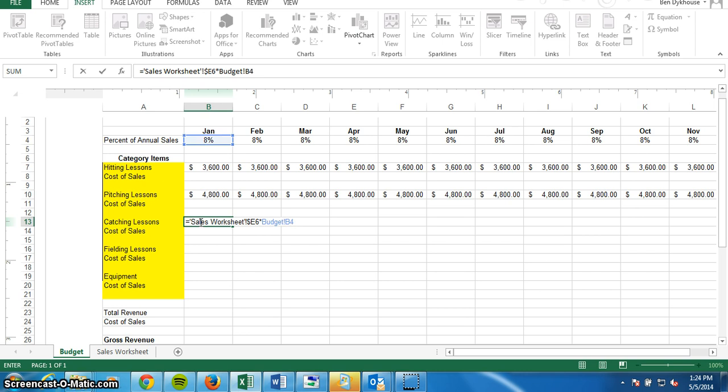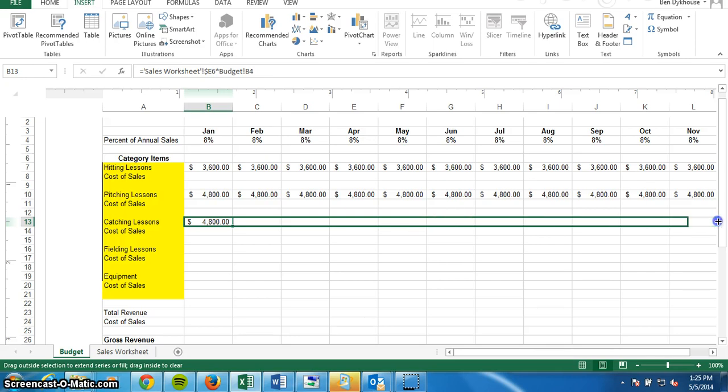So I'm pulling from B4 again because I'm going to first figure out what my revenue for catching lessons is for January. So remember, I'm multiplying the total sales for catching lessons, that's from my sales worksheet, times B4, which is the percentage of those sales I'll do in January. And again, I get the same number because I had the same annual sales for both pitching and catching lessons. And then I would pull that number over, all the way over.